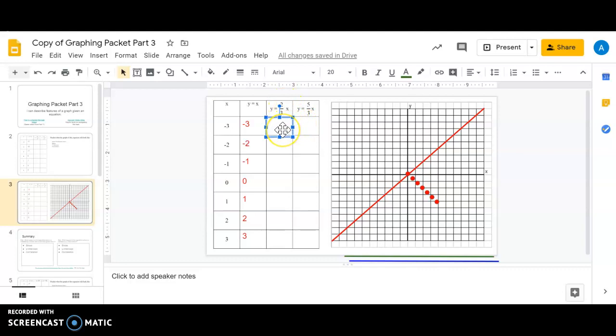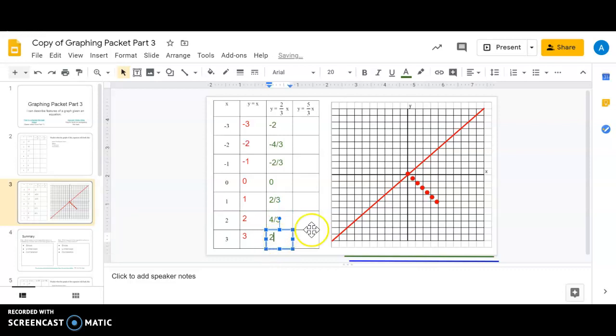And you have 2/3 times x. So 2/3 times -3 is going to give you -2 because 2 times -3 is -6. -6 divided by 3 is -2. -2 times 2/3 is going to be -4/3. -1 times 2/3 is going to be -2/3. 0 times 2/3 is going to be 0. 1 times 2/3 is going to be 2/3. 2 times 2/3 is going to be 4/3. And 3 times 2/3 is going to be +2.